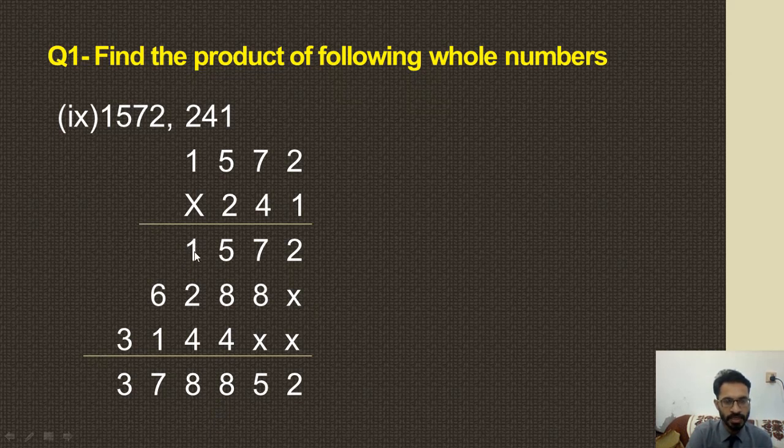1 plus 1 carry, this will become 2 plus 2, 4 plus 4, 8. Next 6 plus 1, 7, and 3 as it is. So when we multiply 1572 with 241, we will get this answer. The product of the above two whole numbers is this.